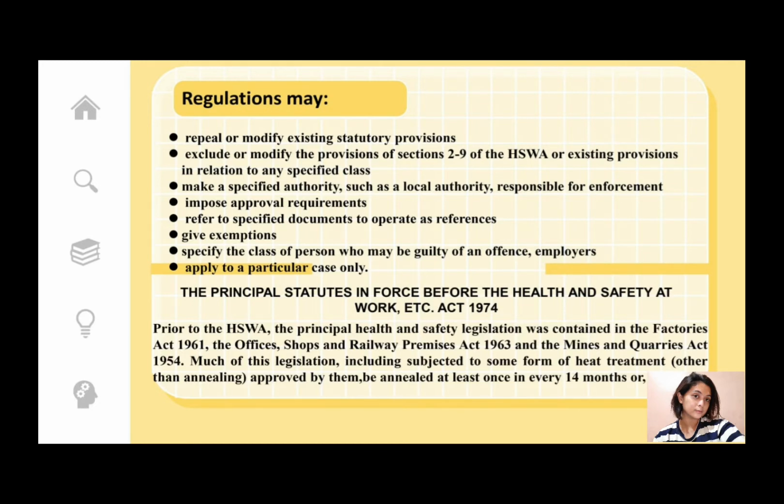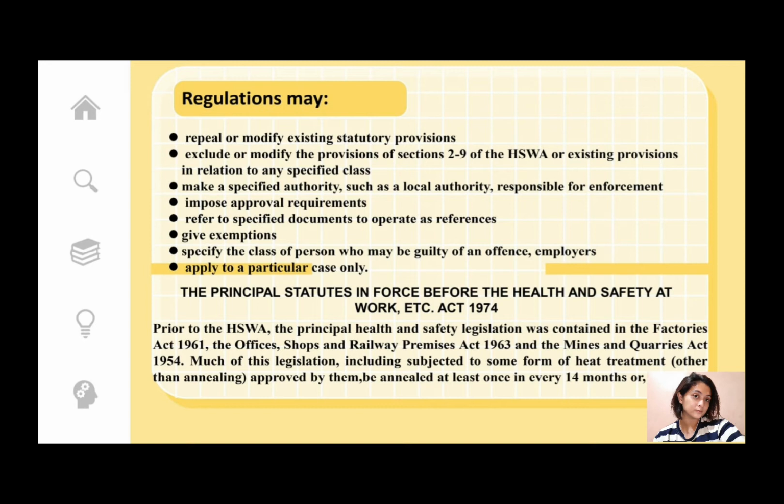statutory provisions, exclude or modify the provisions of Sections 2 to 9 of the HSWA or existing provisions in relation to any specified class, make a specified authority, such as a local authority, responsible for enforcement. Impose approval requirements. Refer to specified documents to operate as references. Give exemptions. Specify the class of person who may be guilty of an offense, for example, the employers. And last, apply to a particular case only.